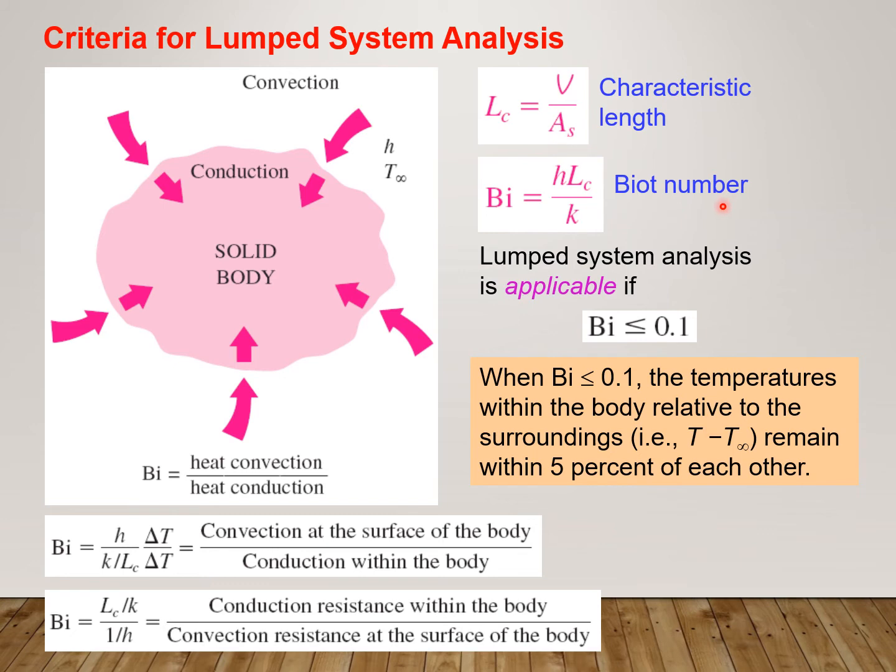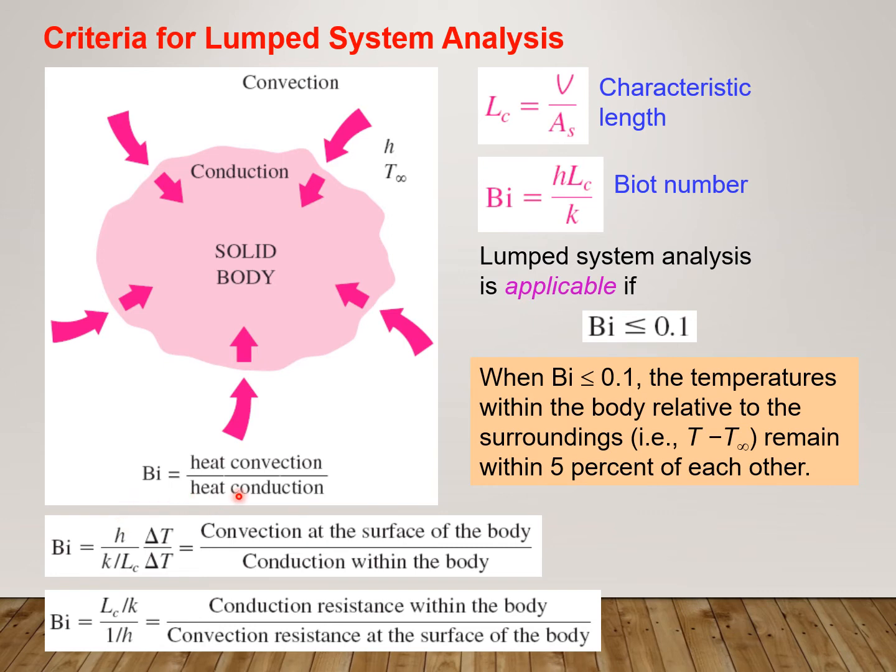The Biot number is a dimensionless quantity used in heat transfer calculation. It is named after the 18th century French physicist Jean Biot, who was born in 1774, and it is a simple index of the ratio. Biot number can be anything: less than 1, equal to 1, or greater than 1, but lumped system analysis is applicable only if the Biot number is less than 0.1. When Bi, which is denoted for Biot number, is less than 0.1, the temperature within the body relative to the surroundings, that is T minus T infinity, remains within 5% of each other. This is very important, so I added this in this slide.